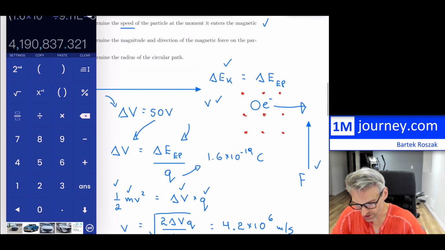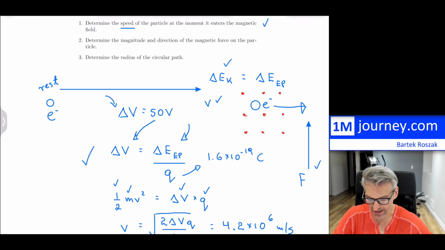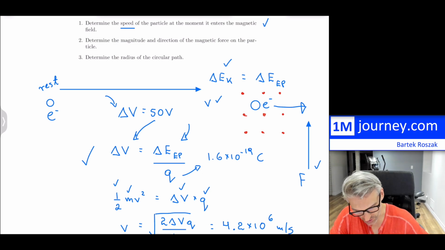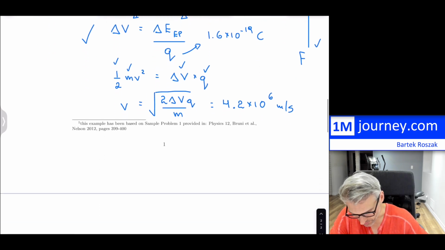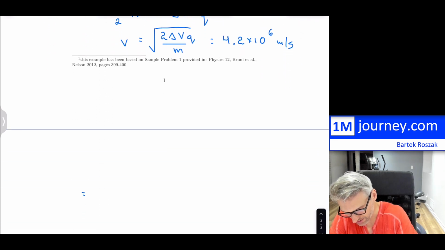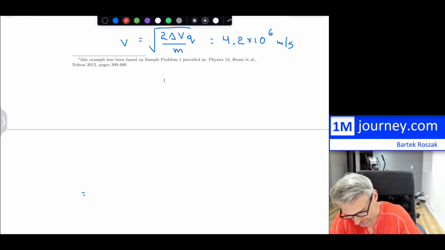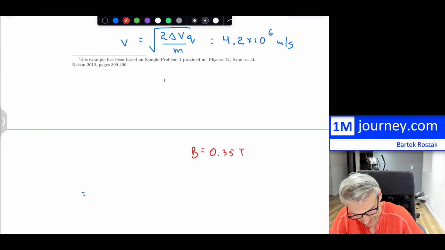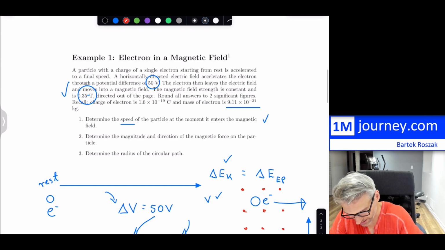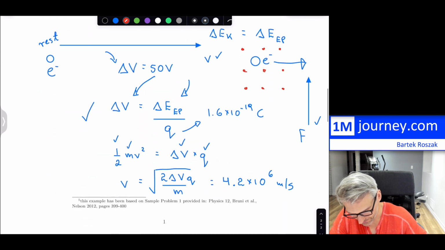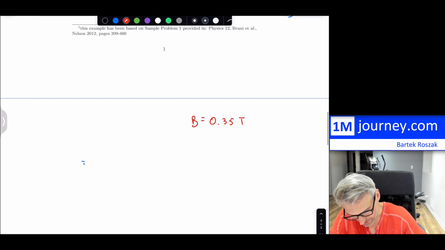So the next question that they ask us is determine the magnitude and direction of the magnetic force. So, please recall, this is exactly what's happening here. Within here, they said we have a magnetic field, and it was 0.35 Tesla. Let me just double check that. Yep, it's okay. So that's what we have there. And it is out of the page. So therefore, it's coming out in this way.